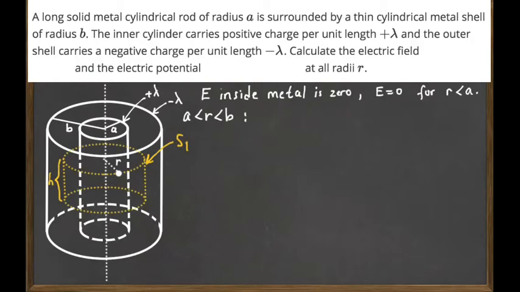And for R between A and B, we pick a point which has a distance R to the center of the axis of the cylinders, and we choose an imaginary Gaussian surface. Because of the cylindrical symmetry of the problem, this Gaussian surface will be a cylinder. Let's take it as a height h, and of course the radius is r, because this is the distance of the point that we want to calculate the electric field to the central axis.